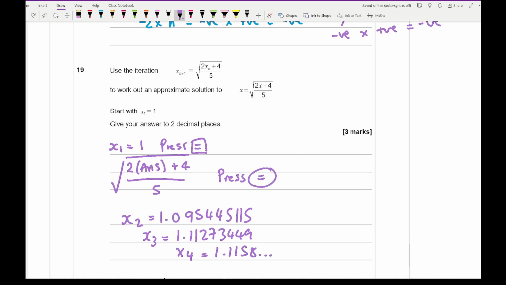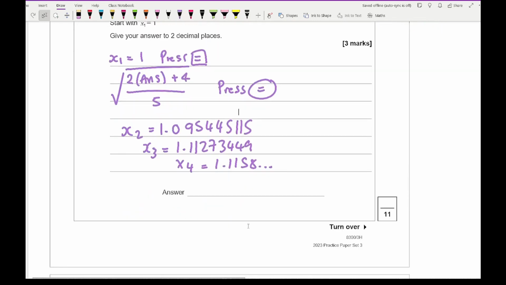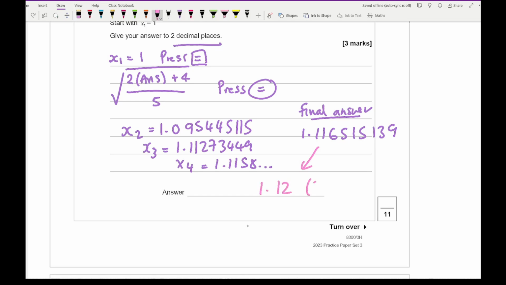which will be absolutely fine. Then what you want to do is keep pressing equals until the numbers stop changing, and when it stops changing, that is the final answer, 1.116515139. Then you want to round that to 2 decimal places, giving us a final answer of 1.12, to 2 decimal places.